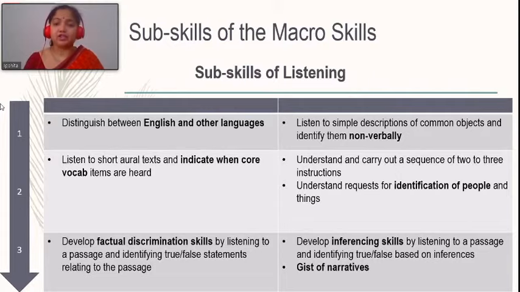Otherwise, as English teachers, we get very frustrated. We think our students don't know anything. They are lagging behind. They can't speak. They are not able to write. We get very frustrated. We don't know where to start, where to go.